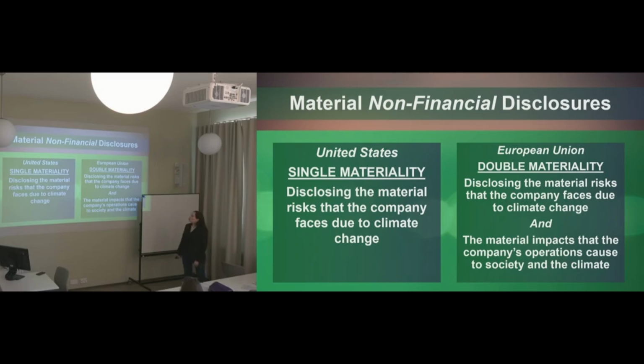In the EU, double materiality reporting will be required. So that's the same as the first one, disclosing the material risks that the company faces due to climate change. But they also have to disclose the material impacts that the company's operations have on the environment and society. So one is an outward-looking parameter to see how that company is damaging the environment, hurting animals, hurting society.